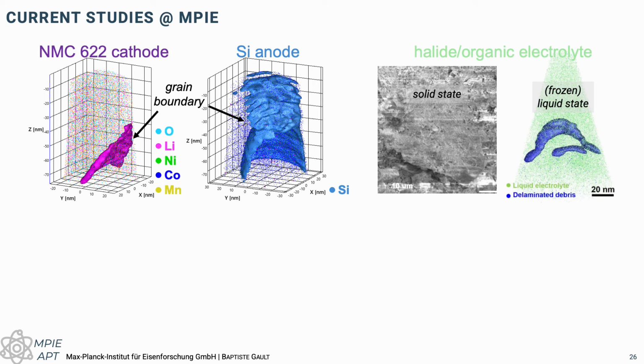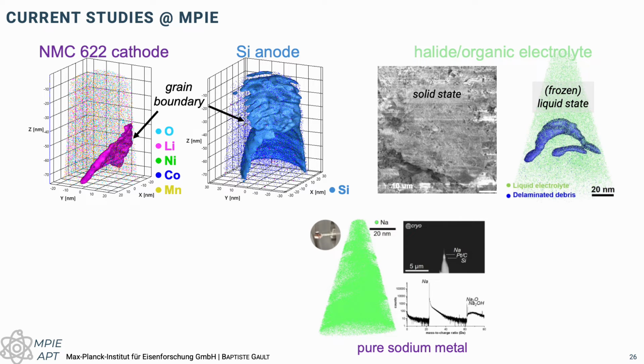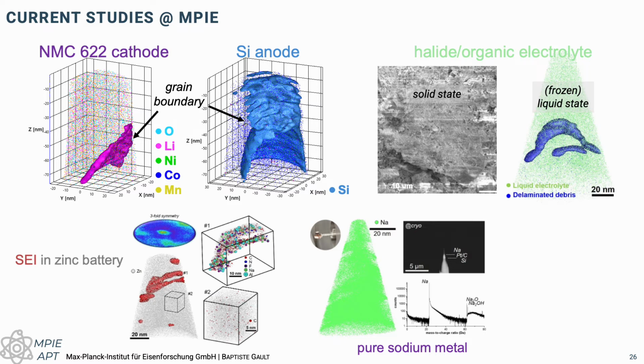In both cases, we could see grain boundaries. We started also looking at some solid-state electrolytes, and there's been some work coming out of Aachen recently, or Jülich, that has demonstrated feasibility. We also looked at frozen liquid electrolytes. And as I said before, we could actually run pure sodium, for example, and we also started looking at the SEI, so these interfacial regions that form between the electrodes and the electrolyte.